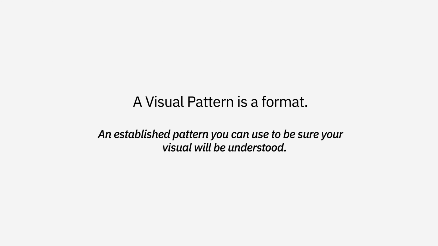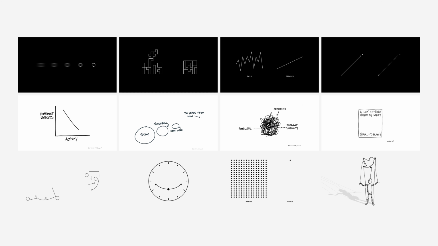So what is a visual pattern? A visual pattern is quite literally a format choice. It's an established pattern that you can use to be sure that your visual is going to get understood by a larger amount of people.